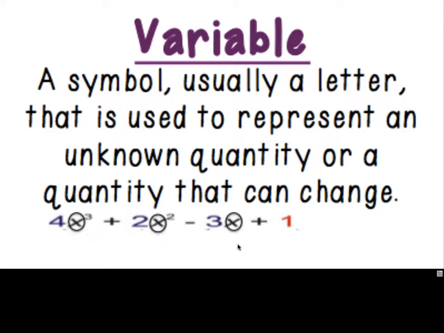So we use variables to represent a number that we don't know, or like when you look at the formula for area, length times width. Well, the length and width of shapes aren't always the same. So we use L and W to represent length and width because they can change. So we call those variables.